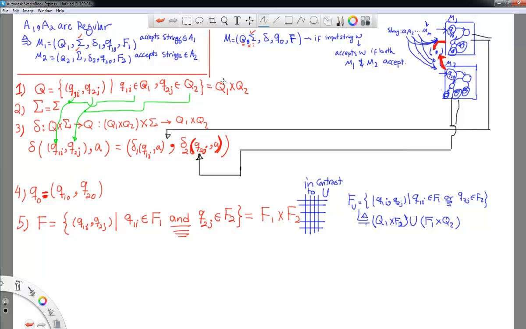That's the construction of the set of my states. The input alphabet was the same. The transition function of my construction takes a pair of states and a symbol and then creates a pair of states in which the first element is created by going through the computation of the machine M1, and the second state in the pair is going through the computation.